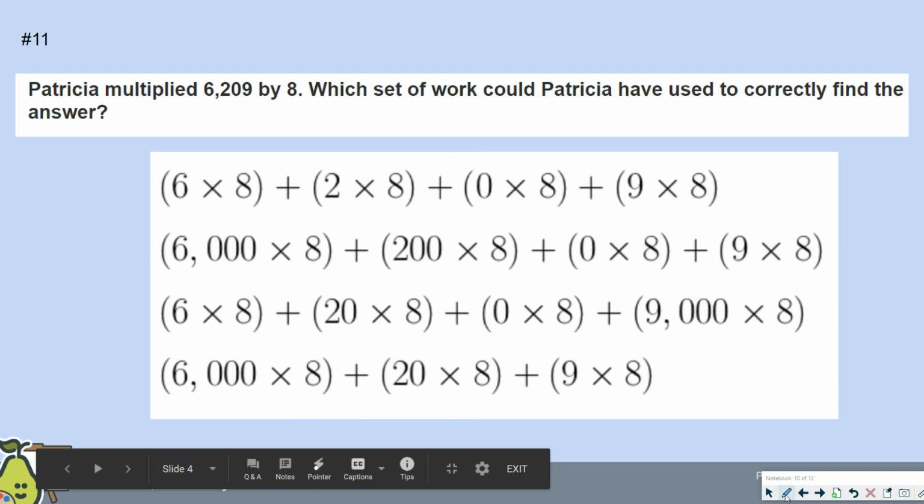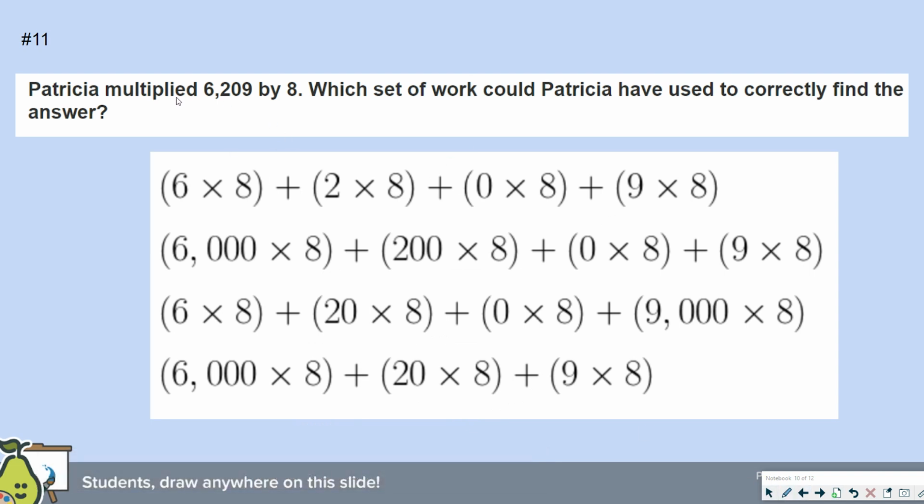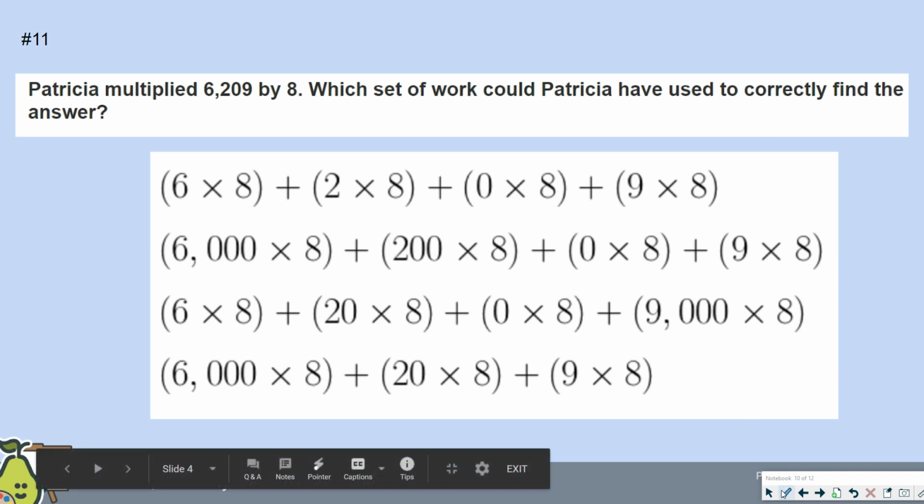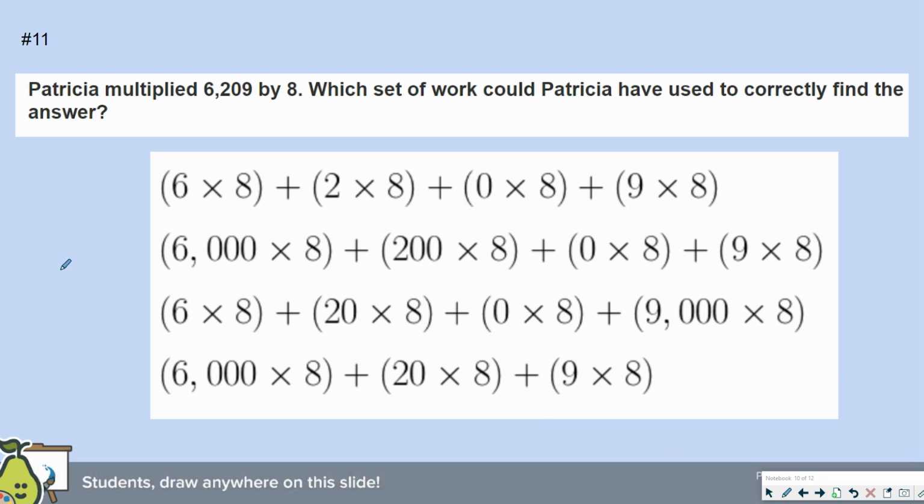All right, number 11. It says, Patricia multiplied 6,209 by 8. Which set of work could Patricia have used to correctly find the answer? What I want you to think about is this number being broken down, because you see all these parentheses. That's what it's doing. It's breaking down these place values right here. And you can see 4 place values because there are 4 digits. And then each one I should be multiplying by 8.